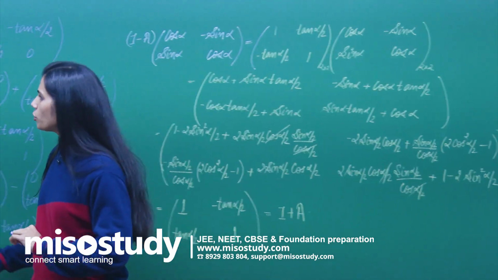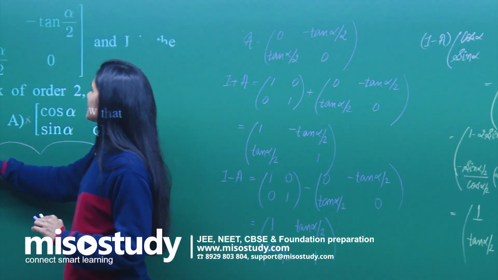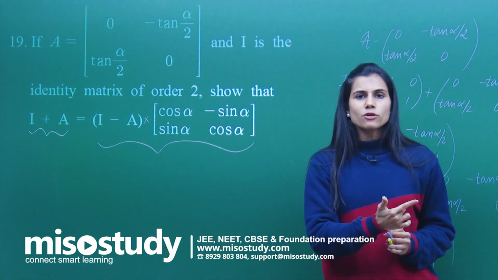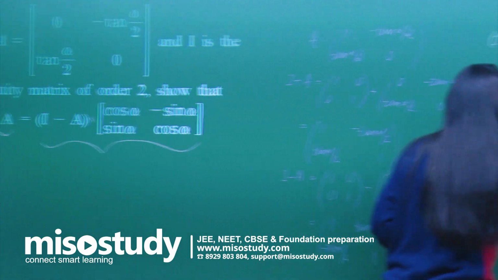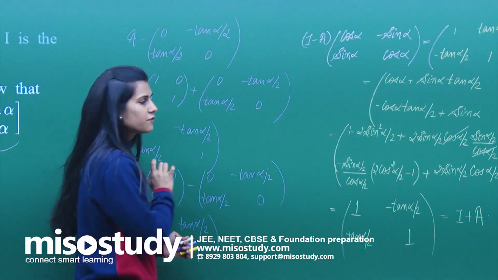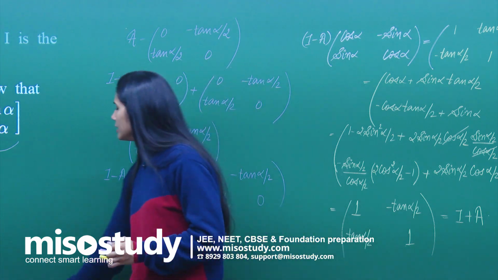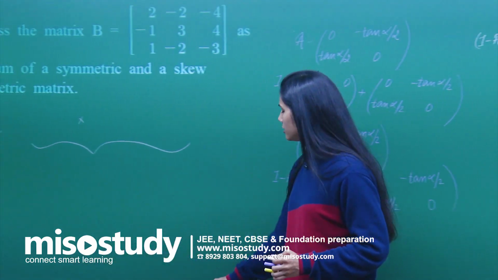Is it clear? So we showed that yes, I plus A for this A was equal to this respective matrix, because not just their orders came out to be the same, this is also a 2 cross 2 matrix and this is also a 2 cross 2 matrix. In fact, component wise entries are also the same. Okay? Let's talk about the next question.